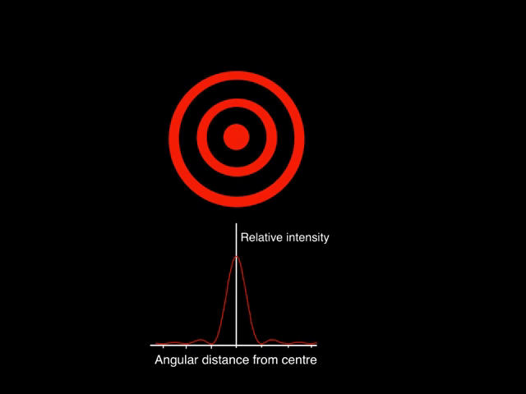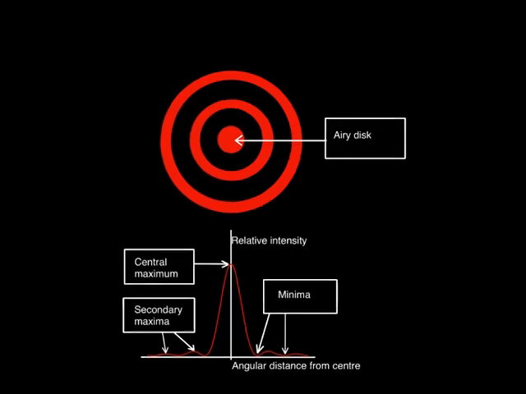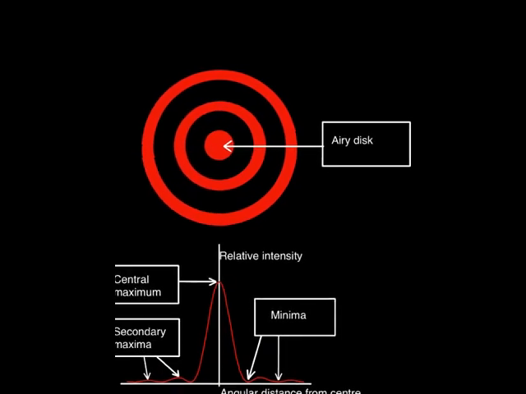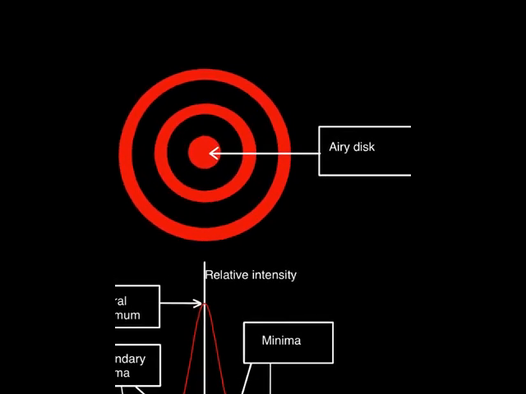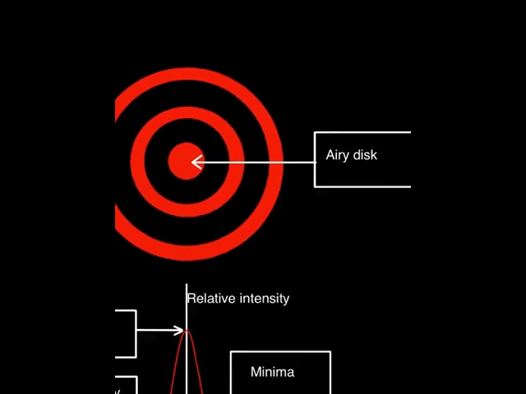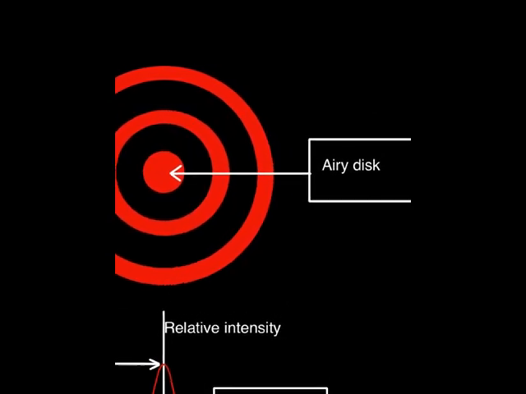In my diagram I have chosen a star that appears red, and I have drawn the intensity variation and diffraction pattern in red also. Once the diagram has been drawn, it can then be labeled. The central bright disk, containing about 95% of the total light, is called the Airy disk.